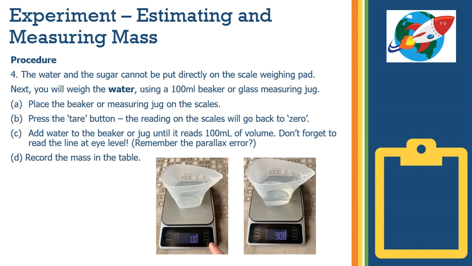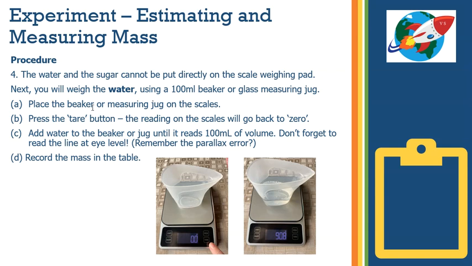Right, let's go on to stage 4, which is to measure the weight of the water. I'd like you to weigh the water using your beaker or glass measuring jug. You can see I've got a little plastic measuring jug that I'm using, which has 100 mils measured on the side. It's a bit hard to see in the picture, but there's a little line that says 100 mils, which I use as a guide to know that I've put 100 mils of water in my container.